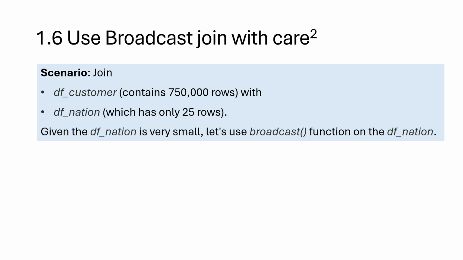The scenario that is included in here is a simple broadcast join. Otherwise, it doesn't demonstrate any out of memory issues in using broadcast joins. The scenario itself is like this. Join customer data frame, which has 750,000 rows, with nation data frame, which has only 25 rows. So let us hop over to the notebook to see the broadcast join in action.